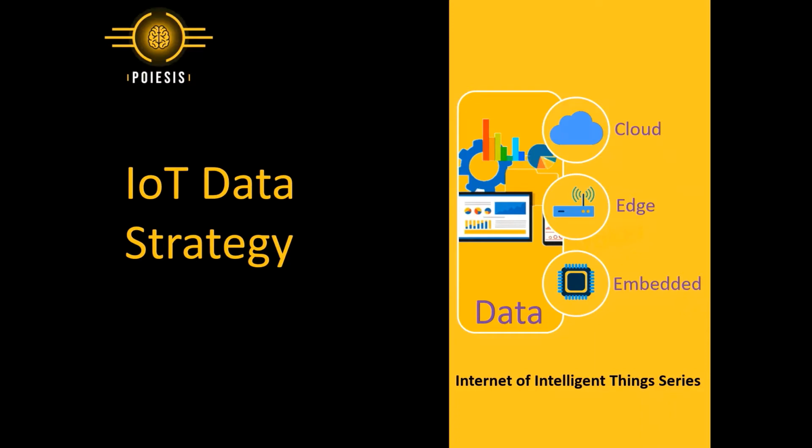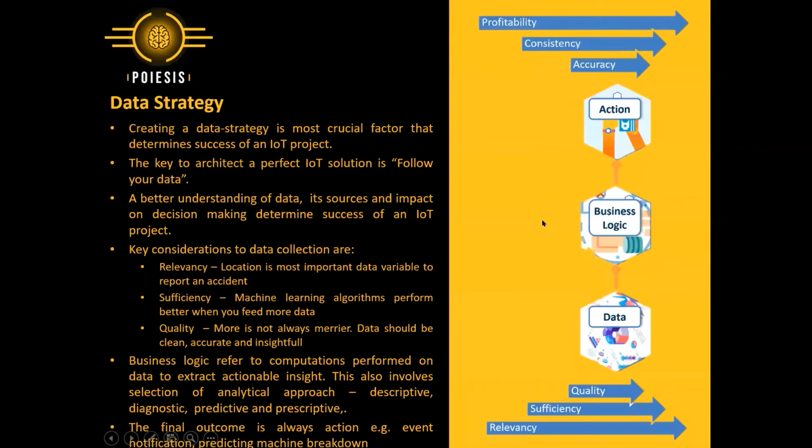And in this session, you will learn how to devise a perfect IoT data strategy. Creating a data strategy is the most crucial factor that determines the success of an IoT project. The key to architecting a perfect IoT solution is to follow your data. A better understanding of data, its sources, and its impact on decision making determines the success of an IoT project.